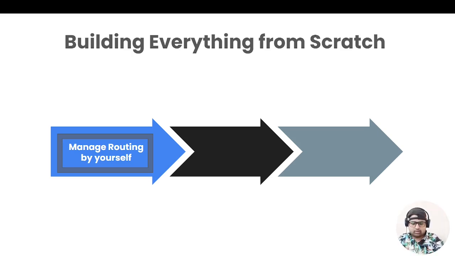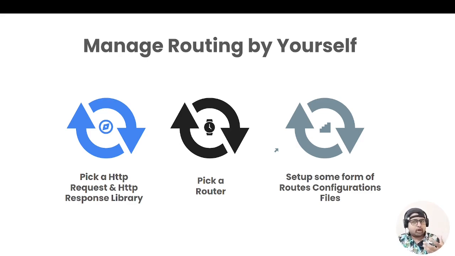So routing, you have to manage the routes on your own if you are building everything from scratch. Managing routing means you have to pick an HTTP request and response library, a library to manage the request and response mechanism. We have to pick it on our own. We have to pick a router on our own. Nobody else is going to do it for us. We have to set up some route configuration files on our own. So all the activities related to routing, we have to do on our own.